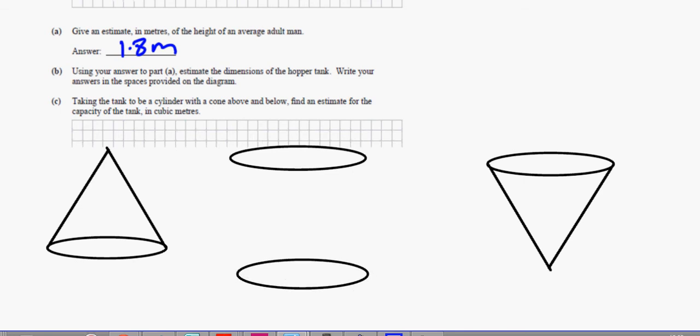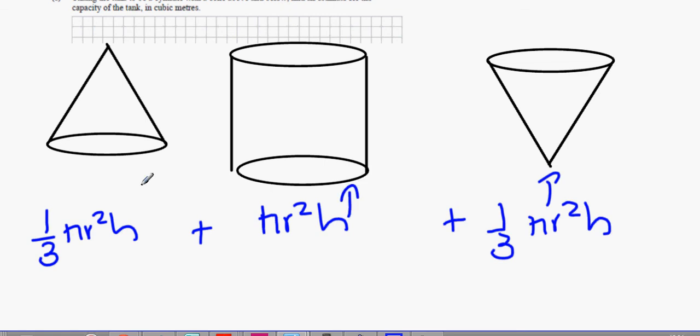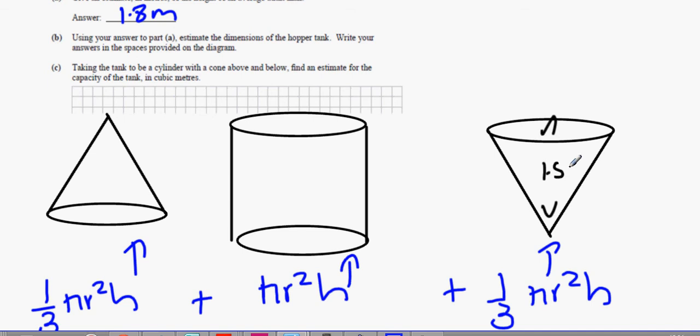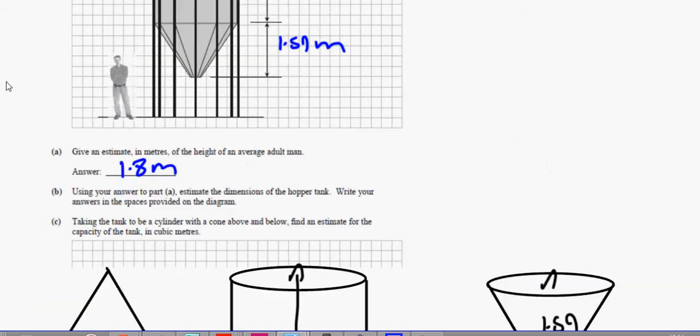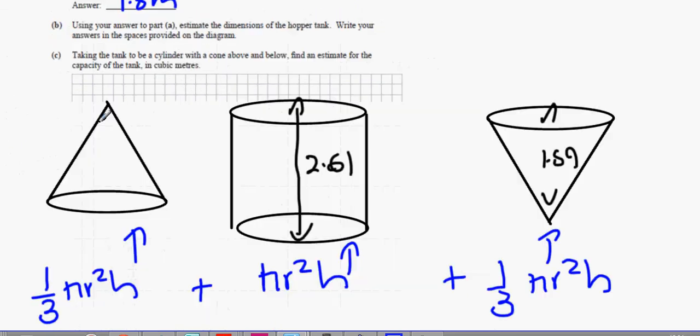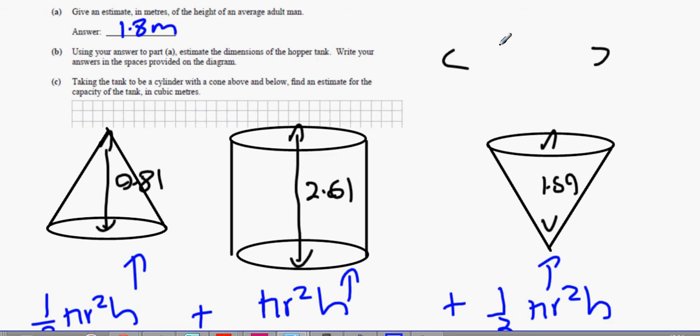Now what we've got to do next is figure out the volume of each individual part. Looking up your notes, the volume of a cone is 1/3 pi r squared h, and the volume of a cylinder is pi r squared h. Now each one has different dimensions. The height of the bottom cone is 1.59, the height of the cylinder is 2.61, and the height of the top cone is 0.81. In all cases, the diameter is 2.4, and that makes the radius 1.2.